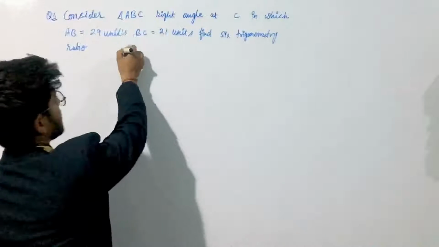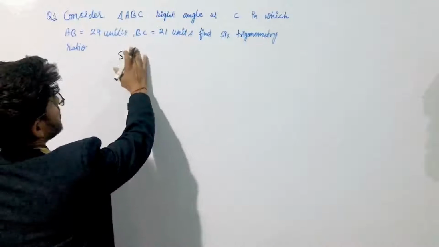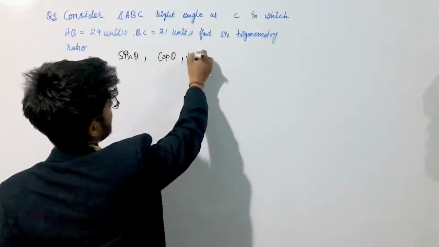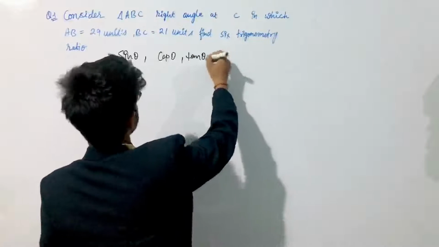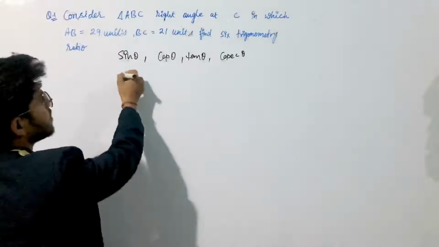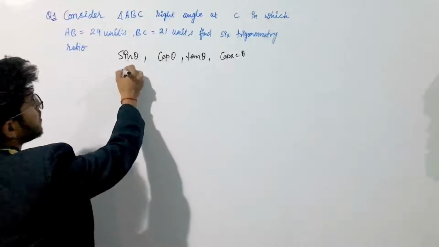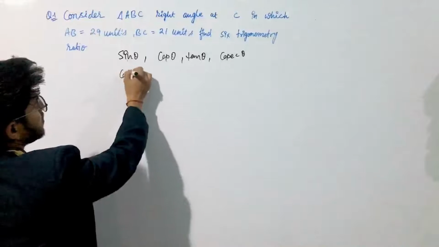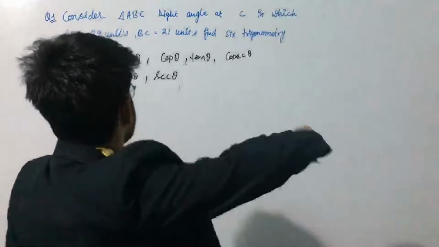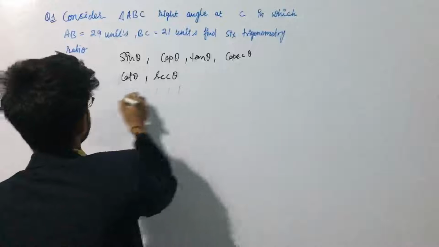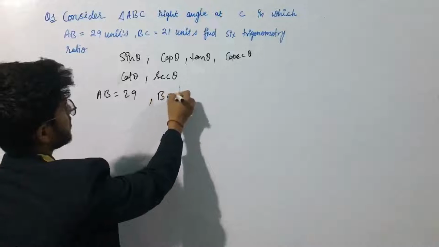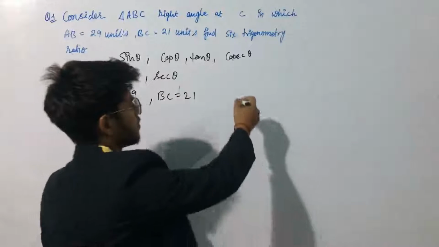So what we have are 6 trigonometric ratios. First is sin theta, second is cos theta, third is tan theta, fourth is cosec theta, fifth is cot theta, sixth is sec theta. We are given AB is equal to 29, BC is equal to 21.